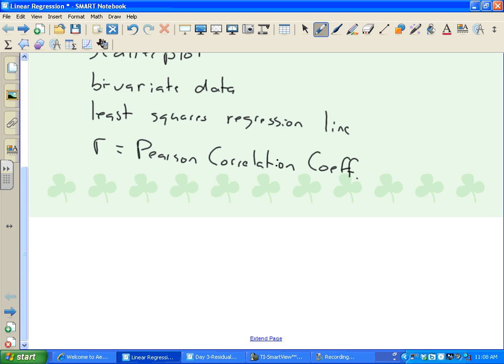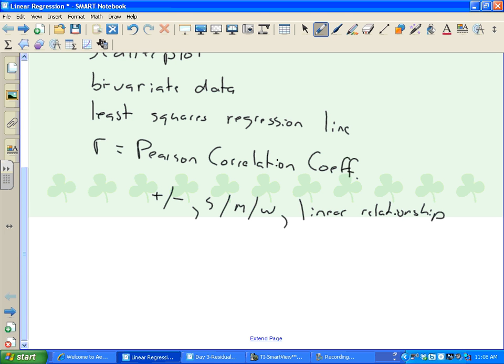I said there's three things that you need to know about the Pearson correlation coefficient. Tell me if the line's positive or negative, then tell me if the relationship is strong, moderate, or weak, and then I told you end with linear relationship. It should be a sentence describing and interpreting that R value.